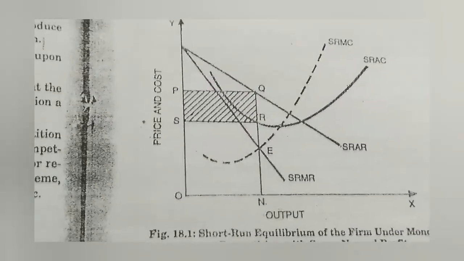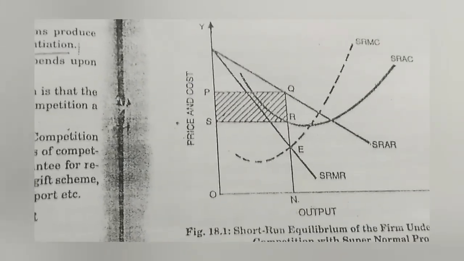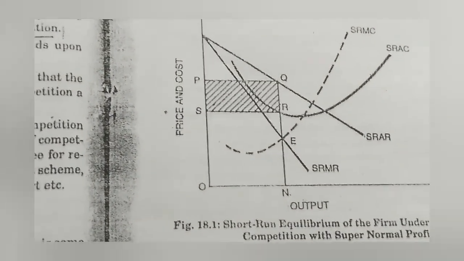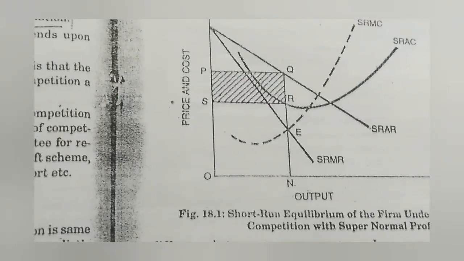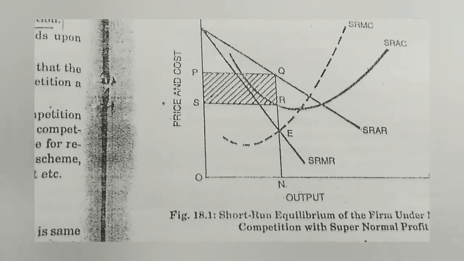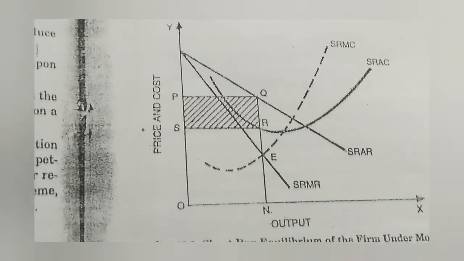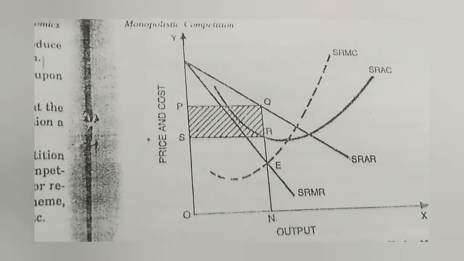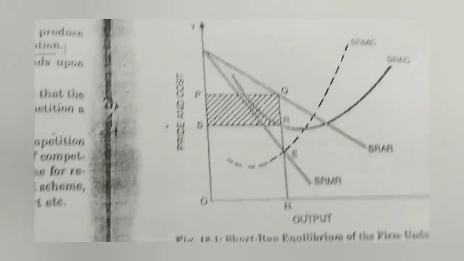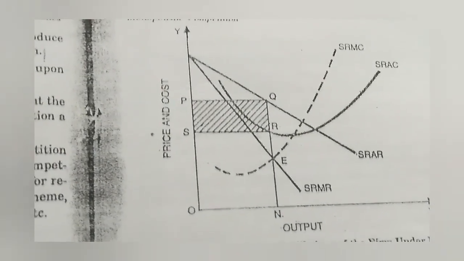The output is ON. The average revenue is NQ and the average cost is NR. Supernormal profit per unit of output is the difference between average revenue and average cost. Therefore, NQ minus NR, that is RQ, is the supernormal profit per unit of output. The total output is ON, that is SR. Therefore, the total supernormal profit is PQRS, the shaded area. That is to say, output multiplied by supernormal profit per unit of output, SR into RQ.